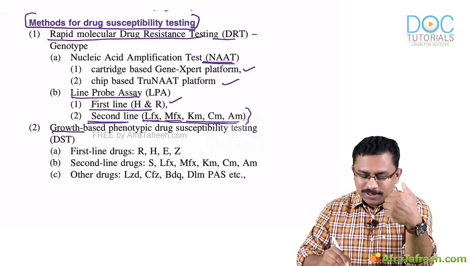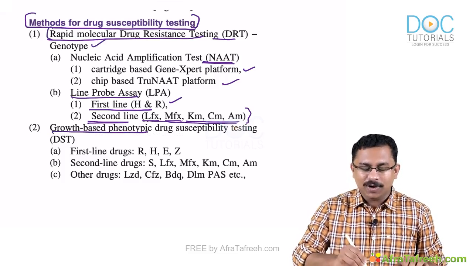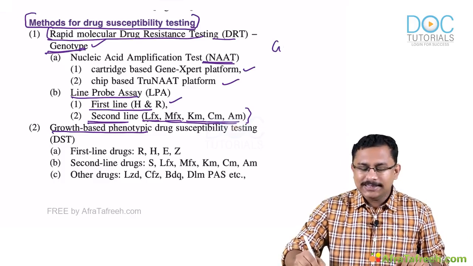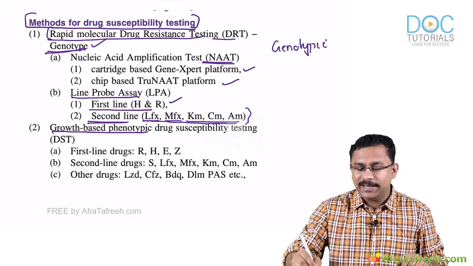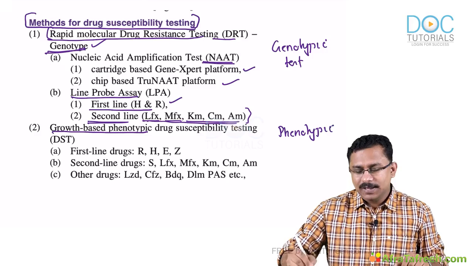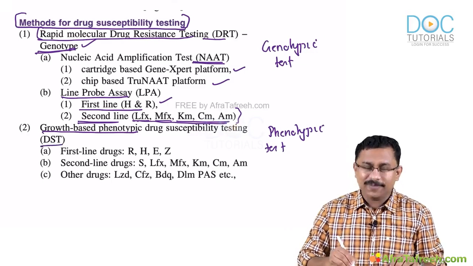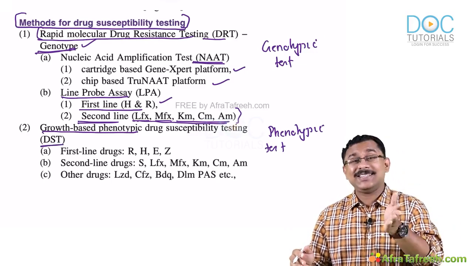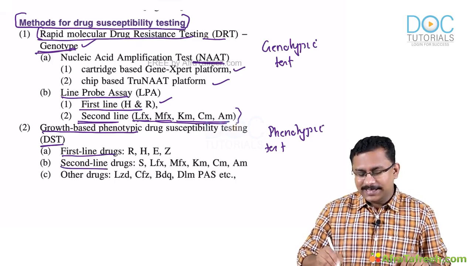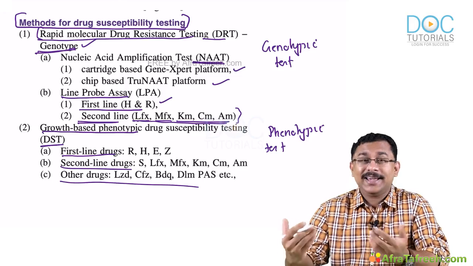So that is the growth based phenotypic drug susceptibility testing. The first one, the rapid molecular diagnostic tests, are called the genotypic tests for drug susceptibility testing. And similarly, you have the phenotypic test as well. In the phenotypic test, you have the various culture media. You can use the Lowenstein-Jensen. The problem is the delay. You can use the Middlebrook method. In such a method, you can identify resistance to most of the drugs. But the problem is the time it takes to give the result.